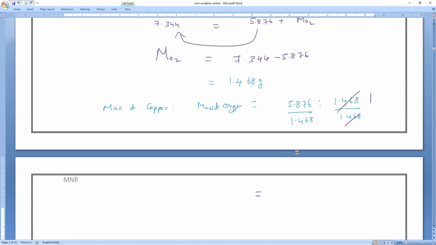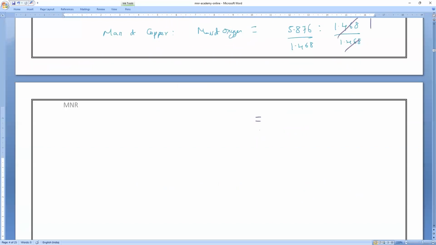5.876 divided by 1.468, which is equal to what again? Approximately equal to, verify it. Approximately equal to 4. So 4 is to 1. So what is the mass ratio, everybody? Mass ratio remains what? Please respond, all of you. Mass ratio remains what? Same, 4 is to 1.